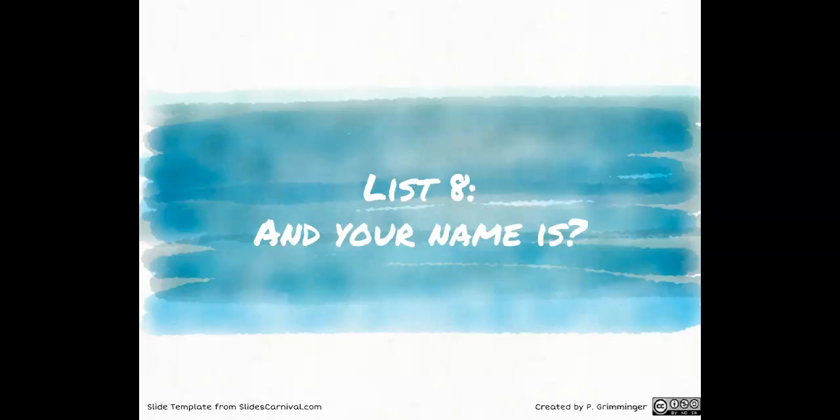List 8, and your name is, this is your intro video. So your first root is host, and this means stranger or enemy and is a Latin root. Your next root is hosp, and this means guest, and this is a Latin root. And your last root is onym, and it means name, and it is a Greek root.